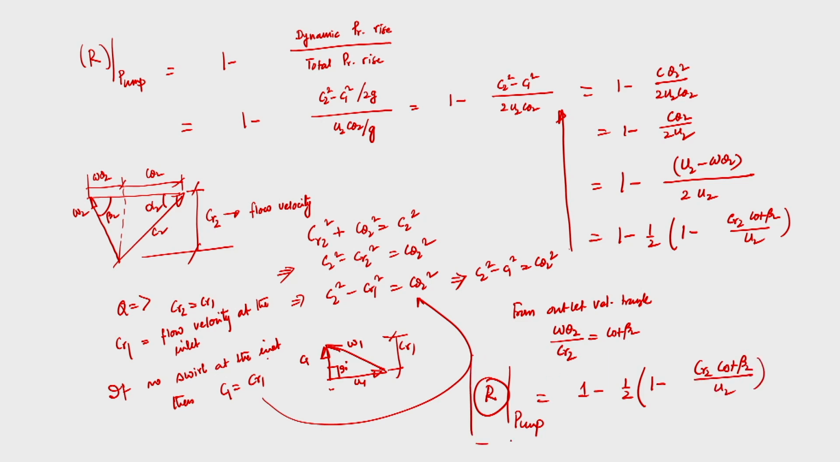So, this is the expression for the degree of reaction for the pump, that is 1 minus half into 1 minus CR2 cot beta 2 by U2. This is the expression of the reaction of a radial flow pump. Now, we can discuss a few different cases. Let us say I take different values of R.